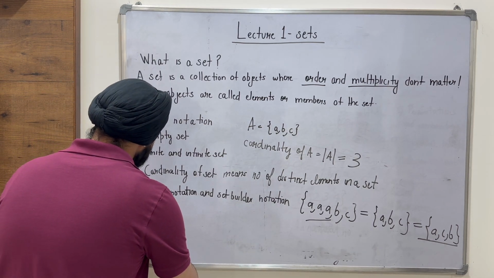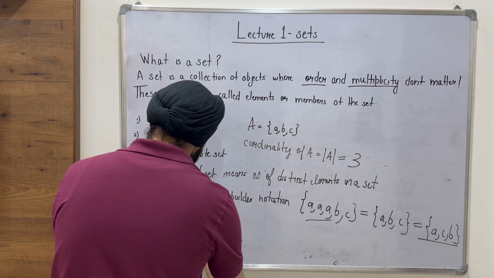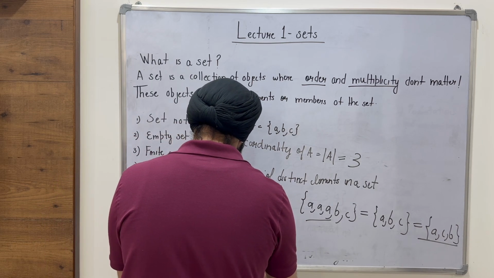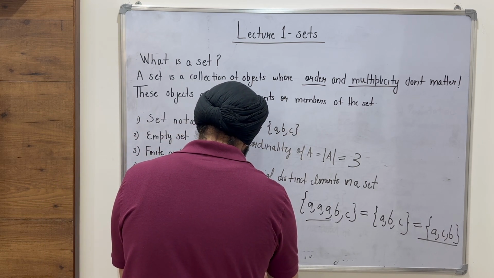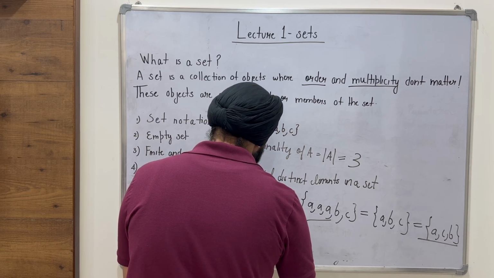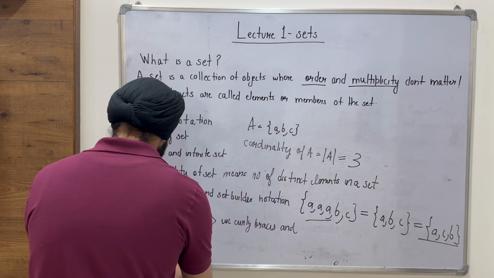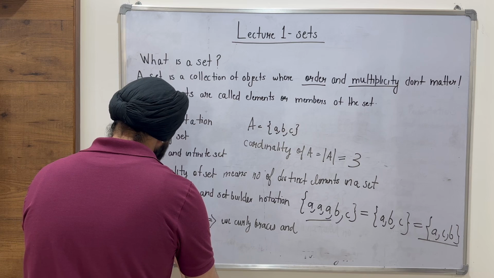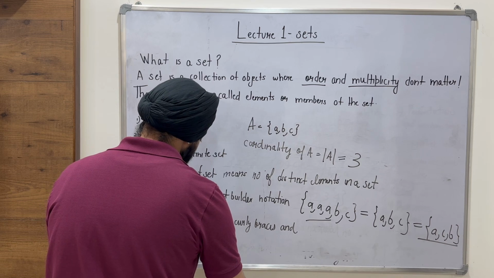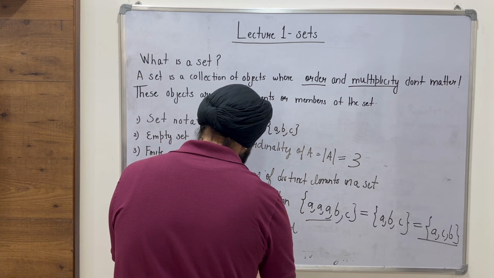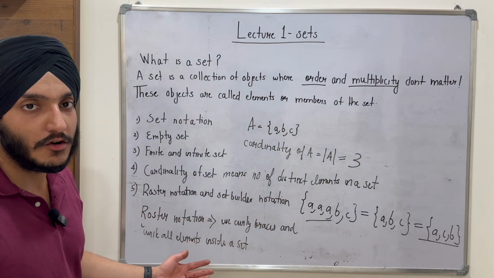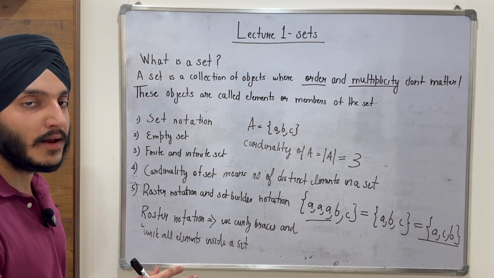So roster notation would be this. This would be the roster notation, right? I've given this basic understanding or definition of it. If you want, you can pause this video and take a look at it once again.